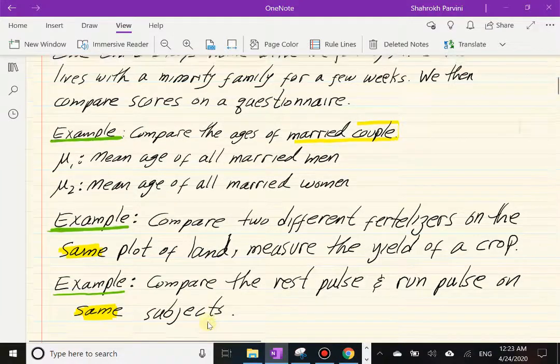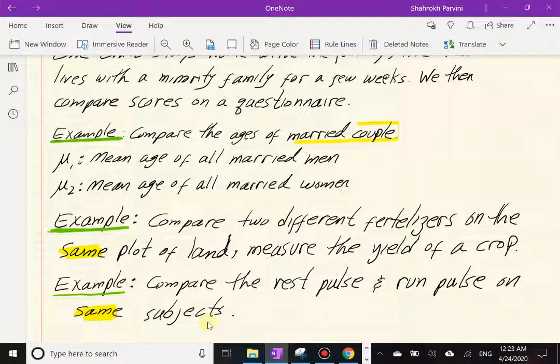And I believe that's my next and last example here. Let's say we want to compare the rest pulse and run pulse on the same subject. So think about yourselves again. We could be measuring your rest pulse. That means you're sitting on a couch, measure your pulse. Then you're gonna, let's say, run around the block or around the house, whatever it might be. And then we're gonna measure your run pulse. Usually your run pulse is gonna be higher, correct?